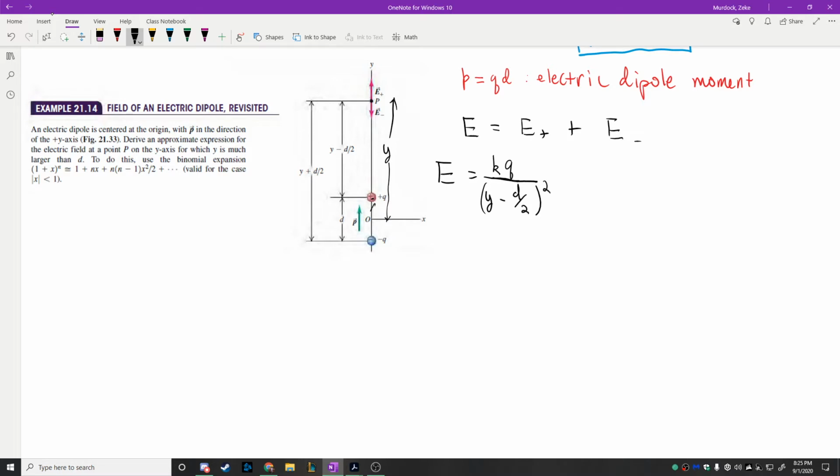Any questions? For the negative charge, the only thing that's going to change is that the distance from point P to the negative charge is farther away. It's y plus d over 2, right? Because if that's y, we need to add this distance between these 2 points here. So this is going to be k times q. It'll be negative because it points in the opposite direction, divided by y plus d over 2 whole squared.